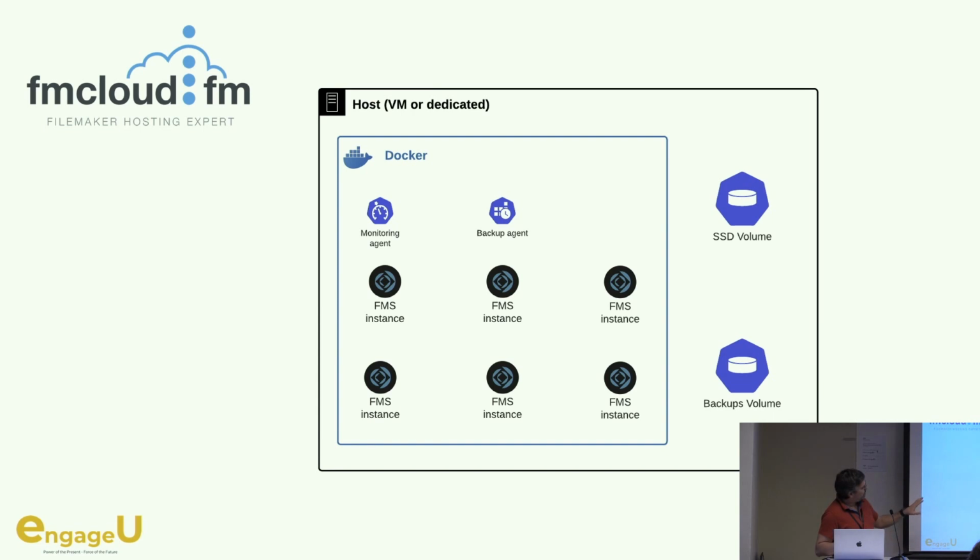I will go quickly on this one. This is how a host is working. On a host, you have one server which is running multiple FileMaker instances, a monitoring agent, a backup agent, and then we mount volumes, SSD and backup volumes. All those servers are running inside Docker, sharing the same volumes, so we can back up everyone at the same time.